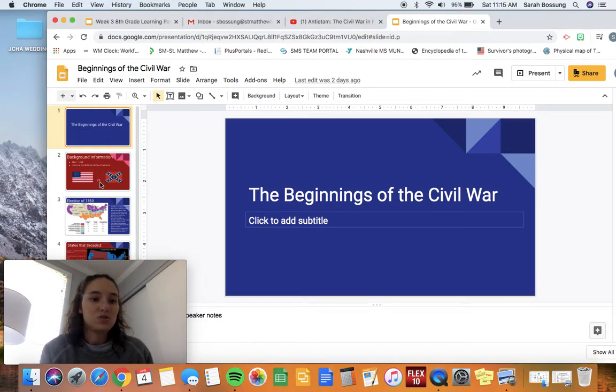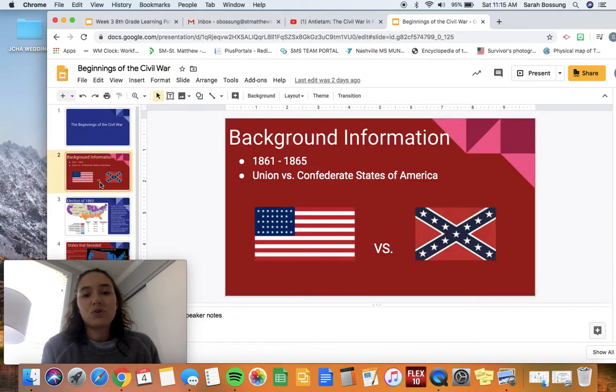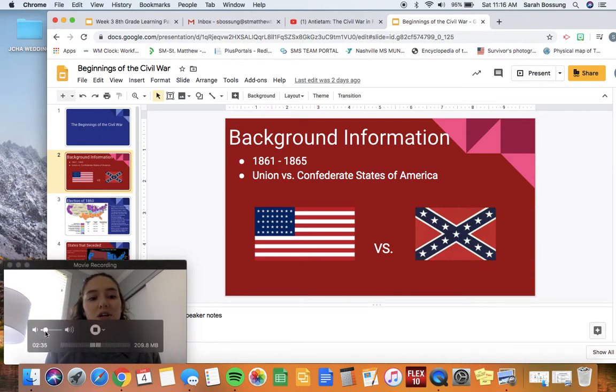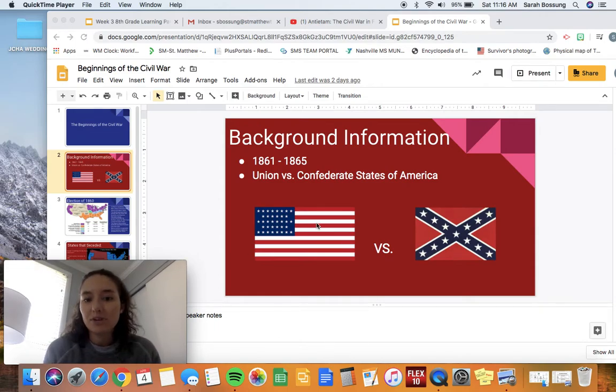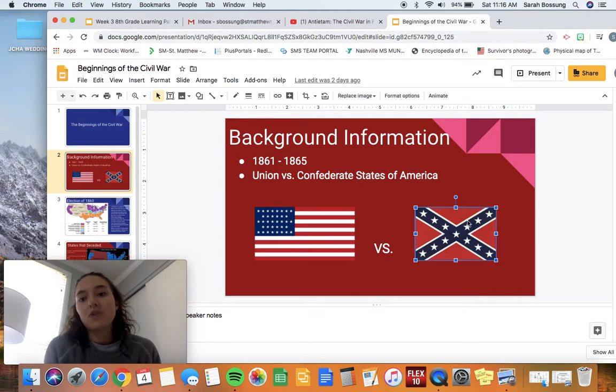So let's do it. So we have the beginnings of the Civil War. A little quick background information. It does start in 1861 and it lasts 4 years and ends in 1865. The Union, the United States of America, and the Confederate States of America are fighting against each other. The Union has this flag. If you notice anything different about the flag, please let me know because I noticed something different. And then the Confederate States, I'm sure you guys have seen what a Confederate flag looks like because there are people in the world today who still fly them.